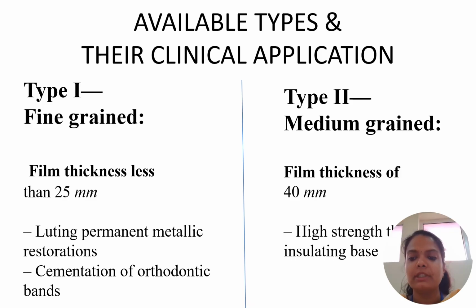Available types and their clinical application. Zinc phosphate cement is available as type 1 and type 2. Type 1 is fine grained and provides a lower film thickness of 25 microns, whereas type 2 is medium grained and provides a film thickness of 40 microns. The clinical application of type 1 is that it is used for luting permanent metallic restorations and cementation of orthodontic bands, whereas type 2 is a high strength cement, and it can be used as an insulating base as well.